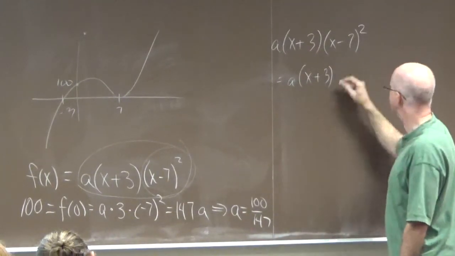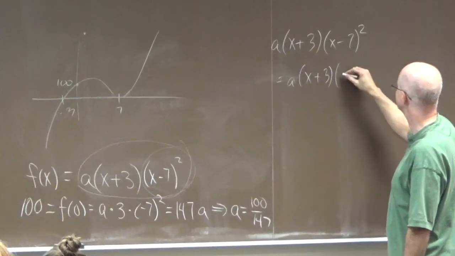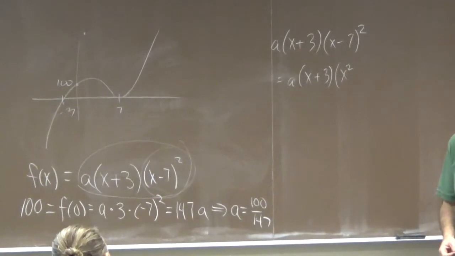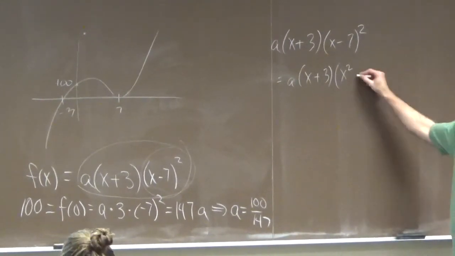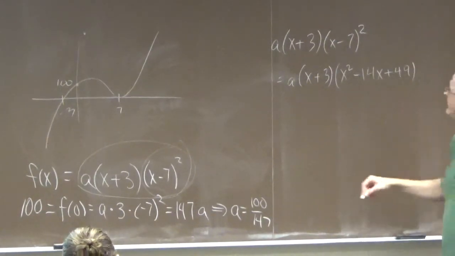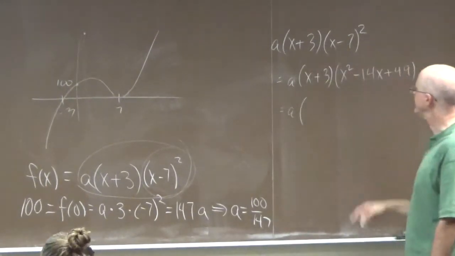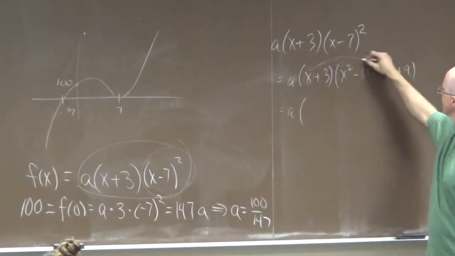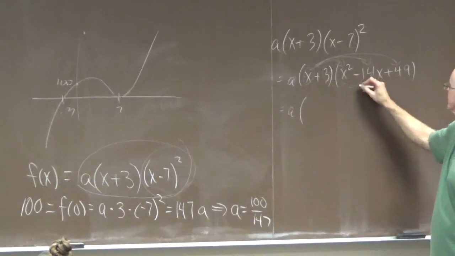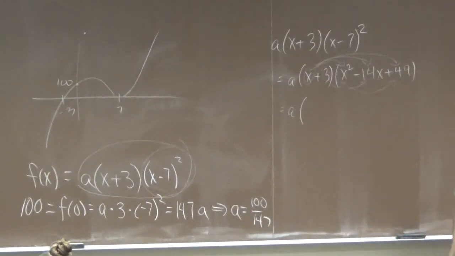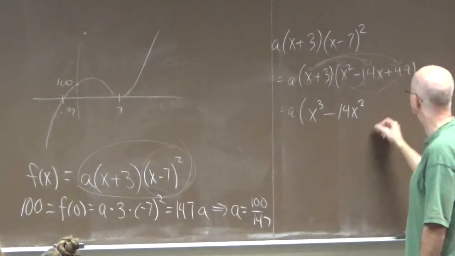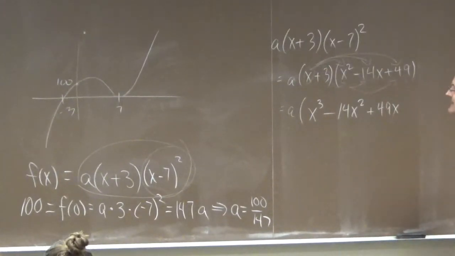If you square x minus 7, think about FOILing. X minus 7 times x minus 7. First times first is x squared. Outside and inside products are both -7x, combining to give you -14x. And then -7 times -7 is plus 49. To do this multiplication, multiply the x times every term, add the results, multiply the 3 times every term, add the results, and then combine like terms. X times x squared is x cubed. X times minus 14x is minus 14x squared. X times 49 is 49x.